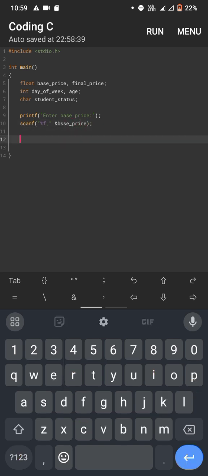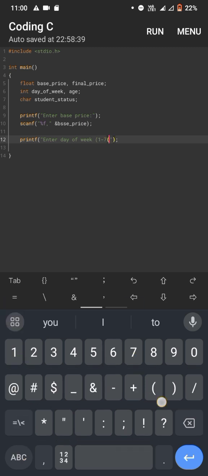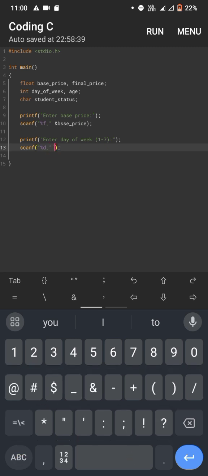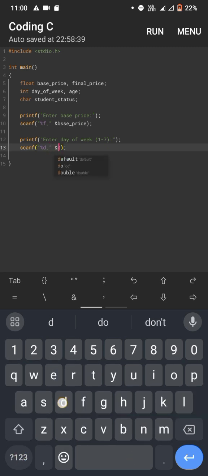So the next one is we need to input the day of week. So we need printf enter day of week, 1 to 7 or Monday to Sunday. Then scanf percent d, and day of week.